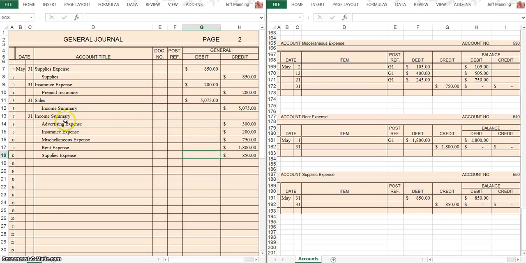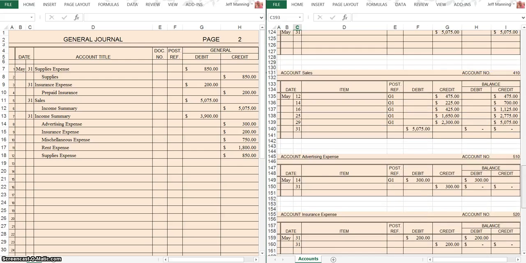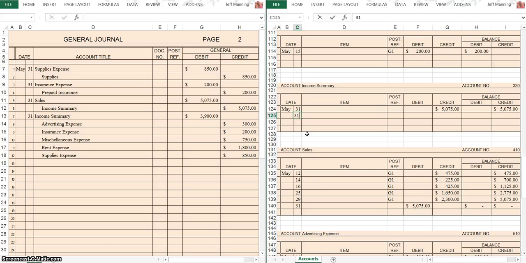Okay, now to figure out what I'm going to put in the income summary debit, I need to add up all of these credit numbers. So I'm going to add 300, 200, 750, 1800, and 850 to figure out what my income summary debit is going to be. Okay, so I added up all of my expenses, and I got $3,900. So my income summary is going to be debited $3,900. So I'm going to go up to income summary. I'm going to put a transaction on the 31st, a debit of $3,900. I currently have a credit balance of $5,075. If I subtract 3,900, that leaves me with a balance of $1,175 still on the credit side.